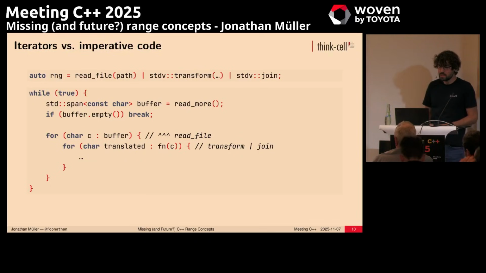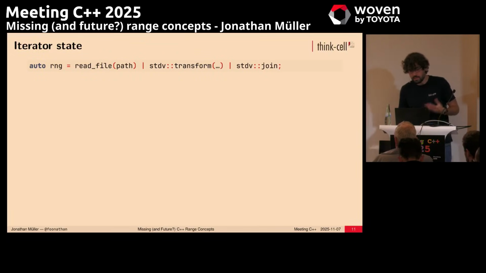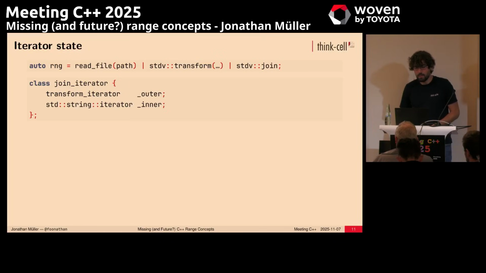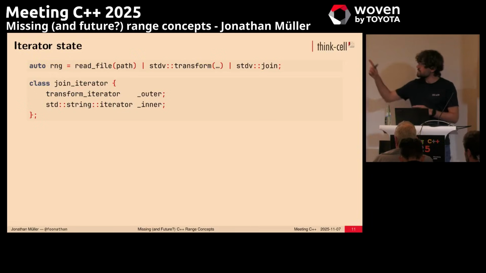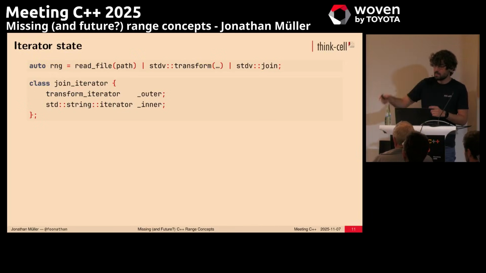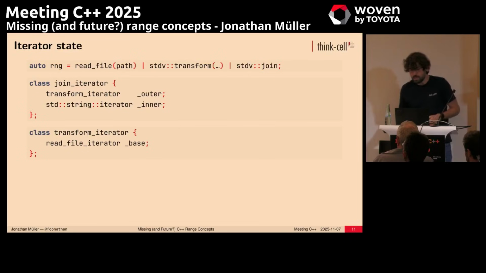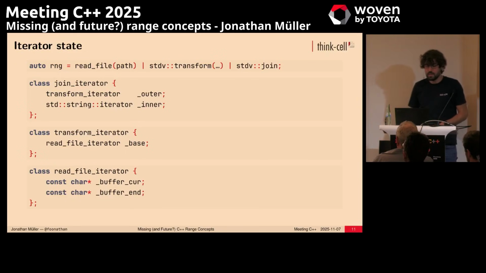The upside of the imperative code is that the iterator is a state machine. So when you've got an iterator, let's begin with the outside. We've got the join. A join iterator has an outer and an inner one. The inner one is, in this case, an iterator over the string, and the outer one is an iterator over the current transform part where we got the string from. The transform iterator doesn't introduce any additional state we care about, like it has a function object, but let's ignore that. Just the iterator to the base, and then our base iterator has the 2 pointers.